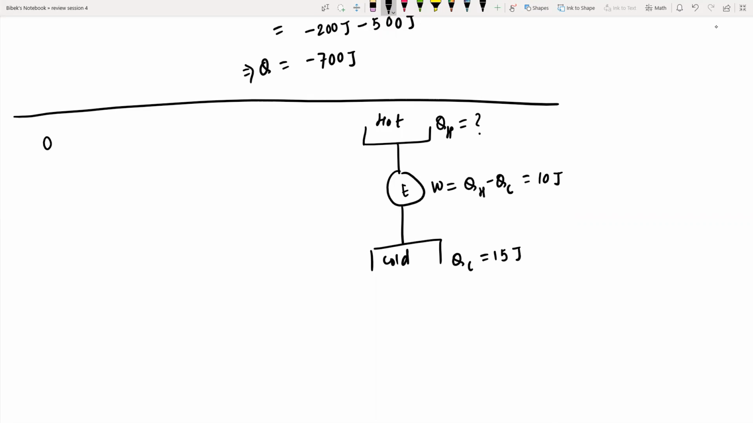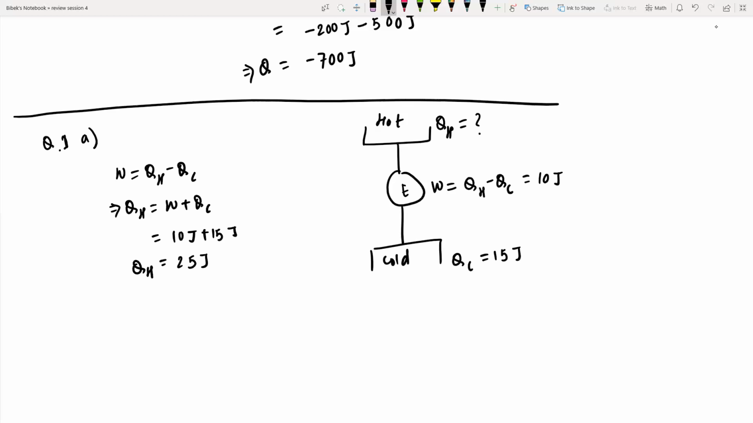So for part A, you need to find what QH is. How do you find QH? If you look at this equation that is here, if you know the work done and you know QC, you can find QH. Since your work done is QH minus QC, that implies your QH is work done plus QC. So that is 10 joules plus 15 joules, that is 25 joules.